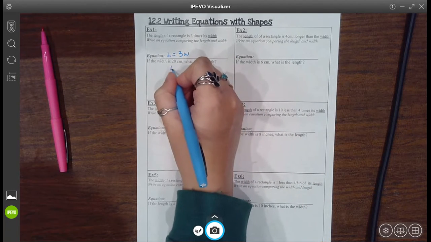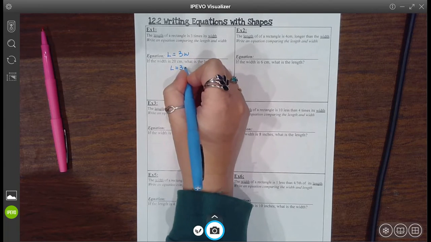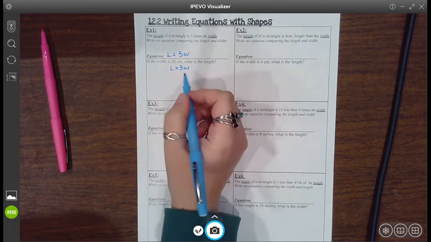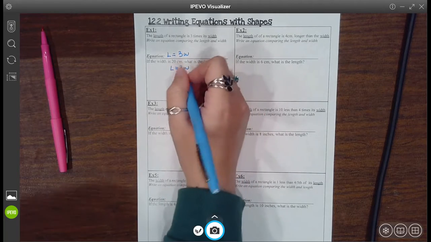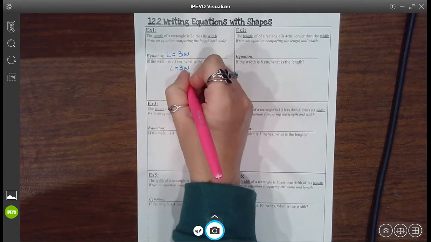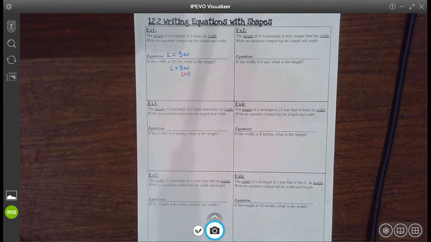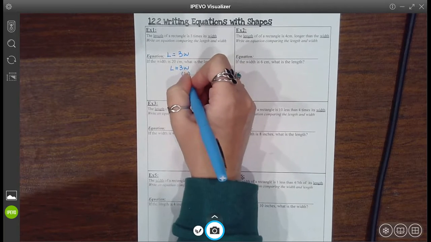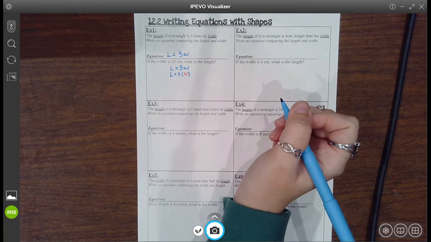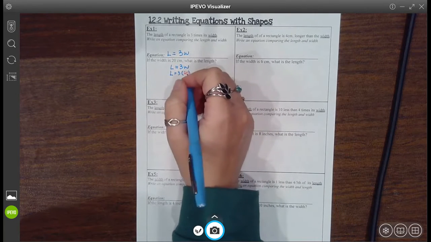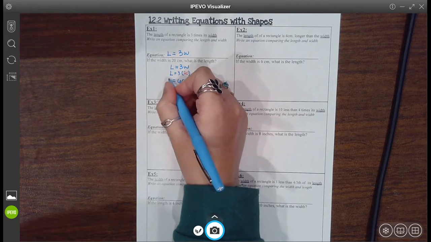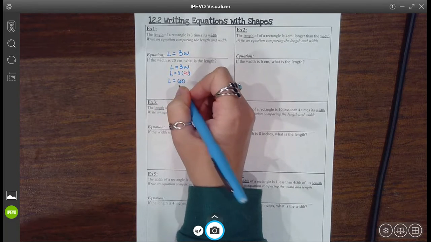So if that's my equation, L equals 3W, and they tell me that the width is 20, what should I plug 20 in for? The width or the length? Well, I should plug 20 in for the width, right? So I'm going to replace the W with a 20. And then I'm going to solve for L, which stands for the length. Simplify the right side. 3 times 20 is 60. And you get L equals 60.